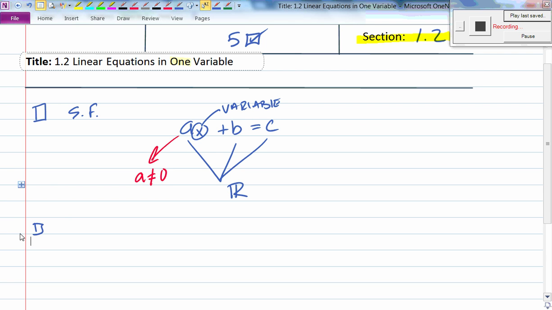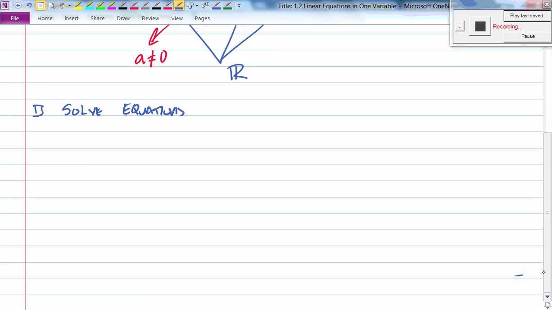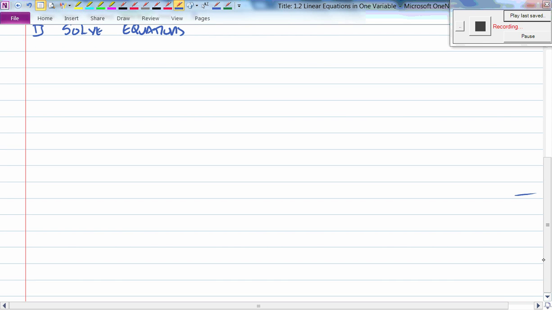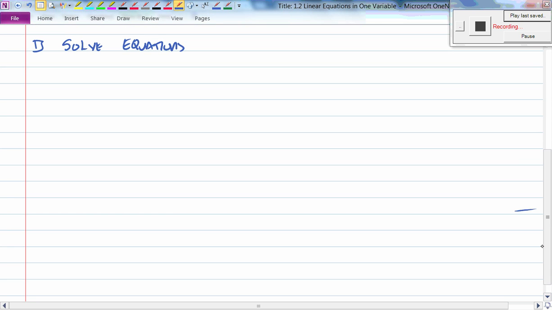So what do we do with linear equations in one variable? Well, one thing that we do all the time is we solve equations. So what does it mean to solve equations? What does it actually mean? In your own words, what do you think? Find out what the value of the variable is. Good. So let me give you 2 examples here.